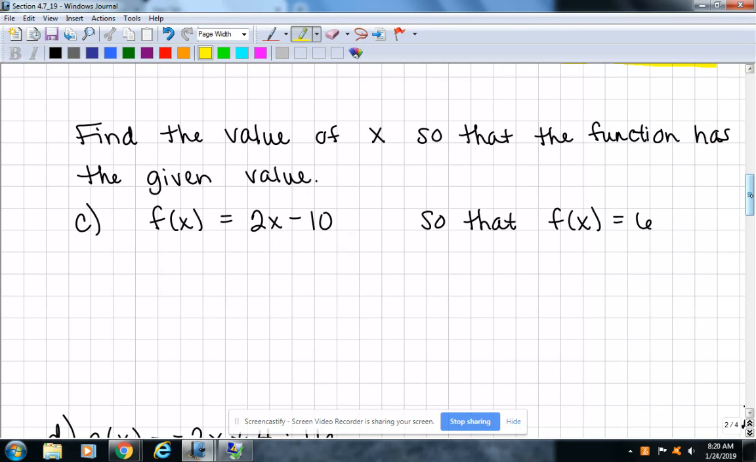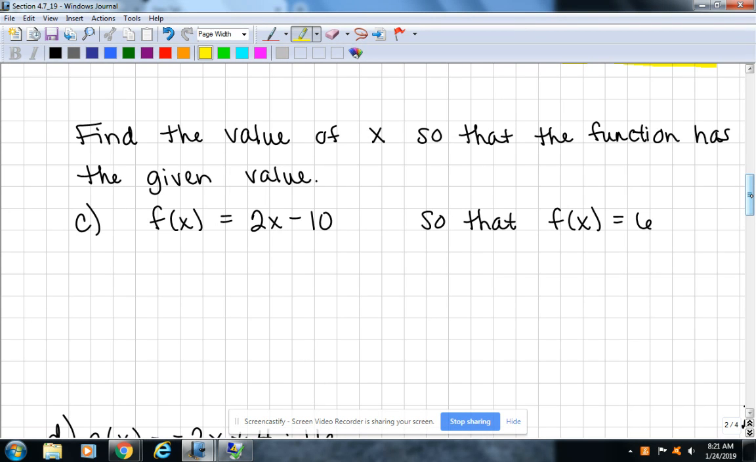Think about it. The question is, I'm finding what x is. So I don't plug this in for x, because that's what I'm trying to find. So this is an x. 6 is not x. 6 is something else. What is 6? It's what you get when you plug in x, right? Essentially, it's the y value you get in the ordered pair.